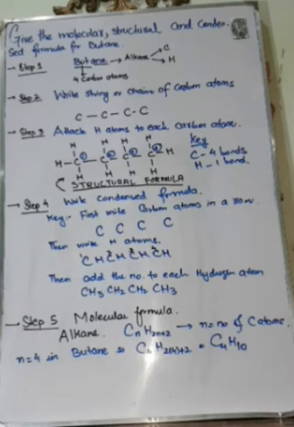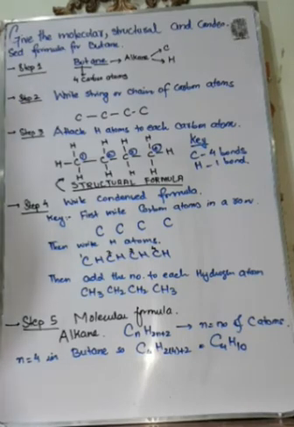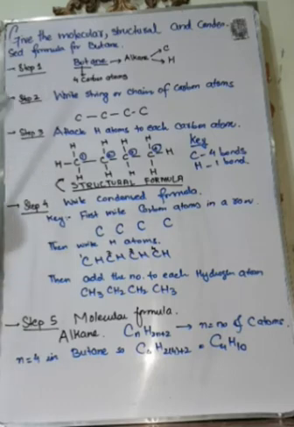In today's lecture, we are going to learn how the molecular, structural and condensed formulas are written for butane. Now, for writing the structural, molecular or condensed formula for any organic compound, we first need to know how many carbon atoms are present in this organic compound.